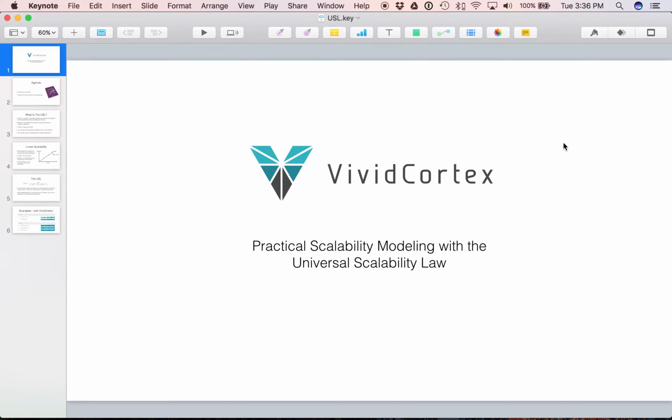And today I'm going to demonstrate how you can use a spreadsheet to model system scalability with the Universal Scalability Law. The spreadsheet is downloadable from the VividCortex website, and I'm just going to demonstrate how you can use that. So let's go right ahead and get started.